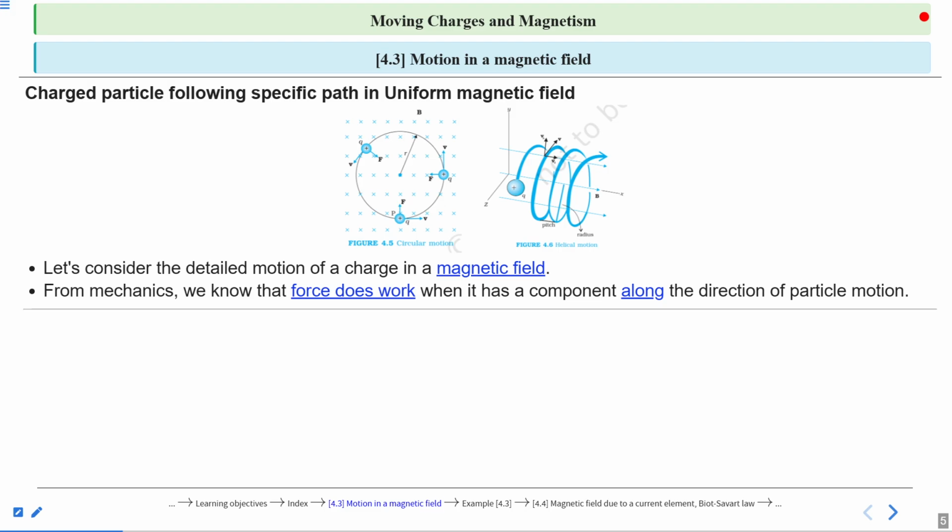From mechanics, we know that force does work when it has a component along the direction of particle motion. Because what is work done? It is equal to F dot d, the dot product of force and displacement. If there is a component of force along the displacement, then there will be work done. If there is no component of force along the displacement, then the work done is zero.